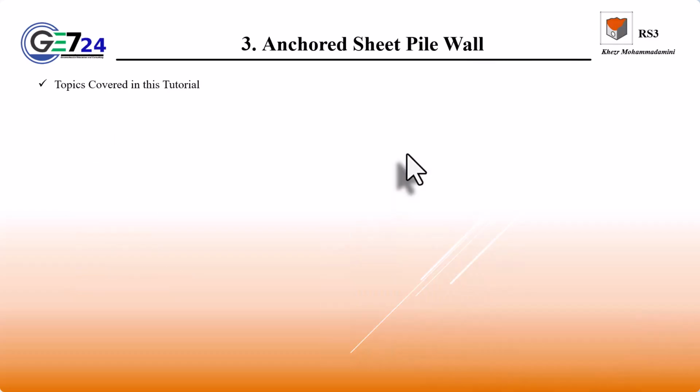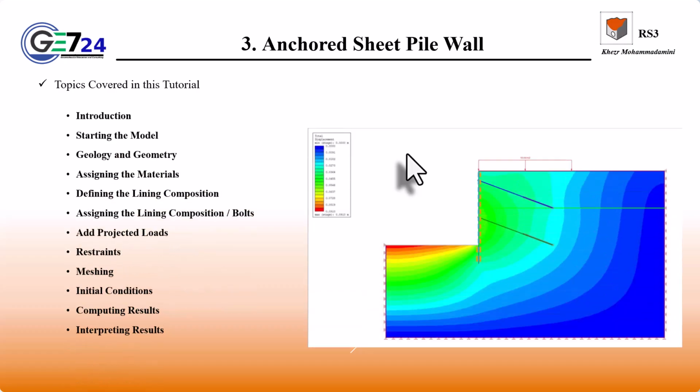In the third chapter, we have the anchored sheet pile wall. It means we have a deep excavation. We have topics like an introduction to how we can design and simulate an anchored sheet pile wall, and also starting the model, how we can create the modeling, geology and geometry.